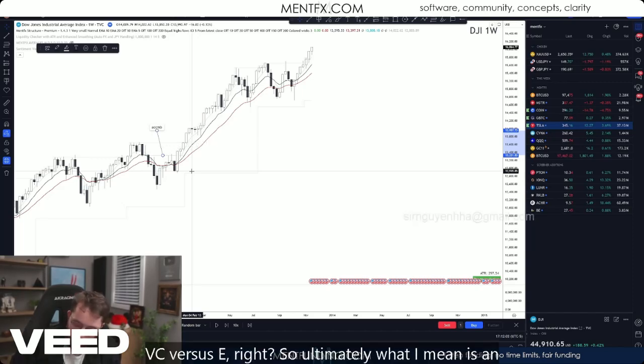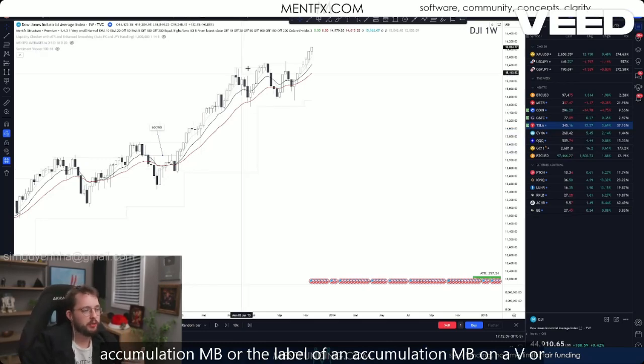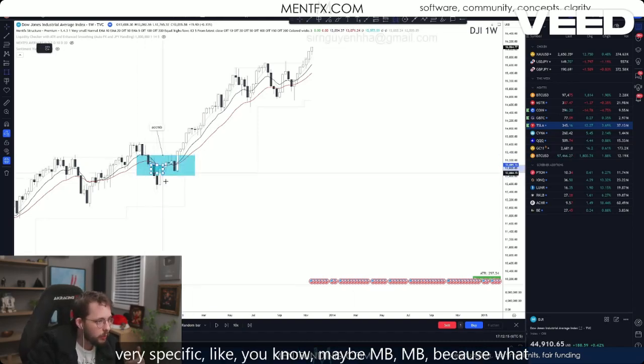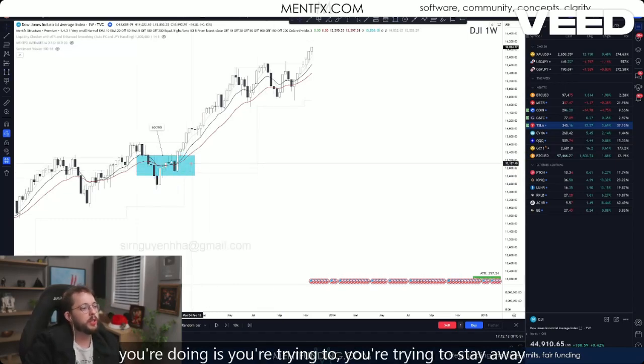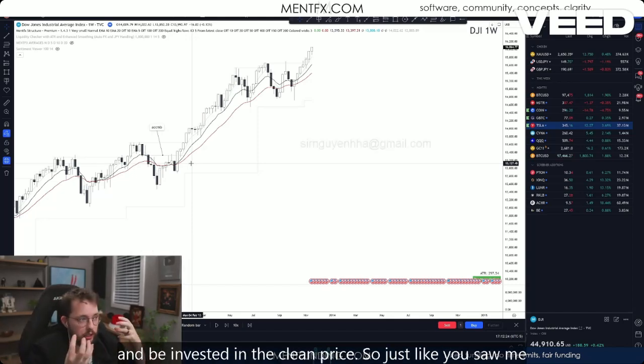Characteristics for V C versus E. Right, so ultimately what I mean is an accumulation MB, or the label of an accumulation MB on a V or C time frame, is going to do with stage 1s rather than a very specific, like, maybe MB. Because what you're doing is you're trying to stay away from a lot of the choppy price, and you're trying to trade and be invested in the clean price.